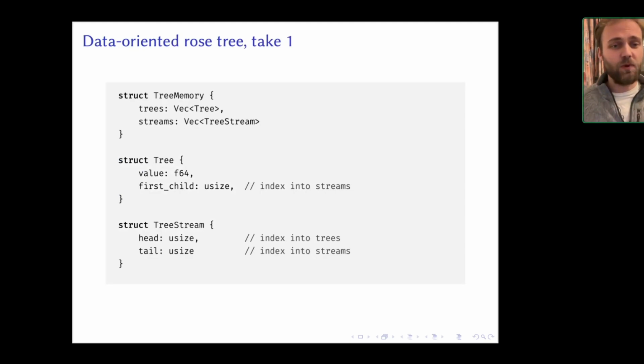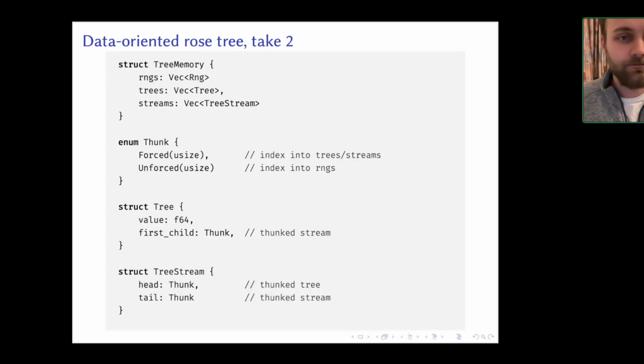So the first thing is, we have trees and we have streams of trees. Instead of spewing these all over the heap, let's put these in vectors. And this looks like this. Now, this first take doesn't actually work because we have no thunks, so this would have to be an infinite thing. But the basic idea is that we have these trees, and they point into the tree streams by index, and then the tree streams point into tree and tree stream also by index instead of pointers.